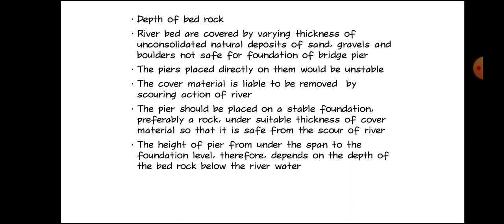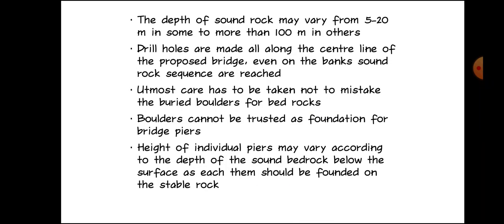The cover material is liable to be removed by scouring action of the river. The piers will be placed on a stable foundation, preferably a rock under an unsuitable thickness of cover material, so that it is safe from the scour of the river. The height of the pier from under the span to the foundation level therefore depends on the depth of the bedrock below the river water. The depth of sound rock may vary from 5 to 20 meters in some places to more than 100 meters in others. Drill holes are made all along the center line of the proposed bridge.